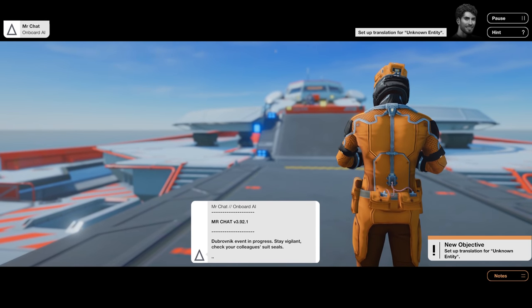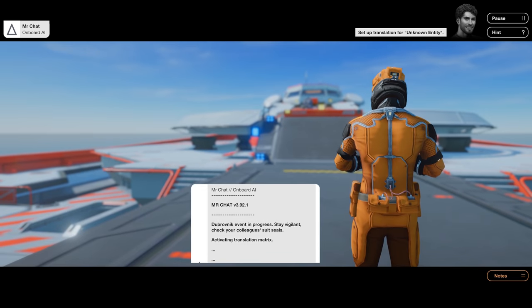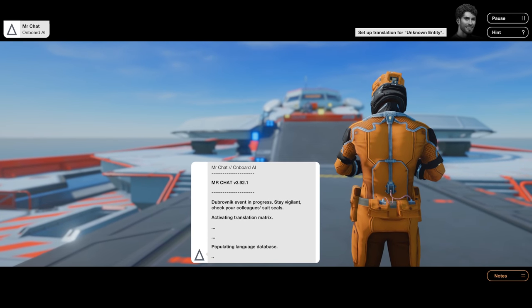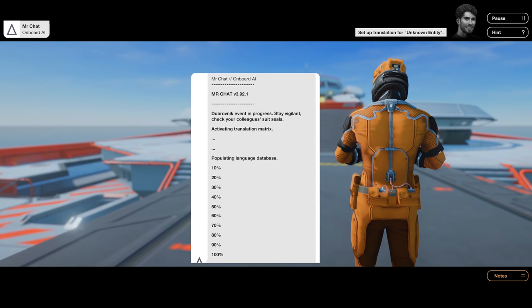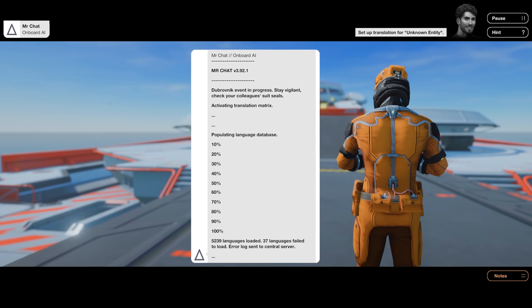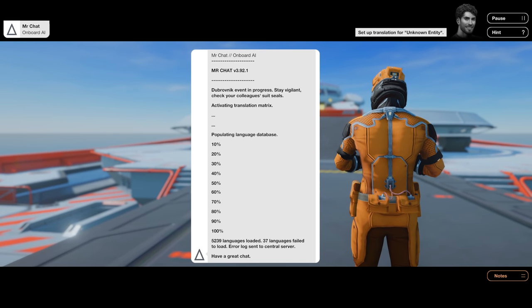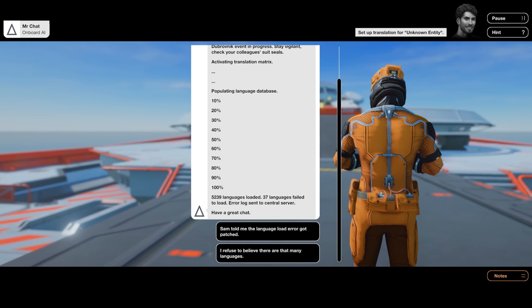New objective setup translation for unknown entity. Unknown entity. Mr. Chat onboard AI. Dubrovnik event in progress. Stay vigilant. Check your colleague's suit seals. Activating translation matrix. Populating language database. 5,239 languages loaded. 37 languages fail to load. Error log sent to central server.